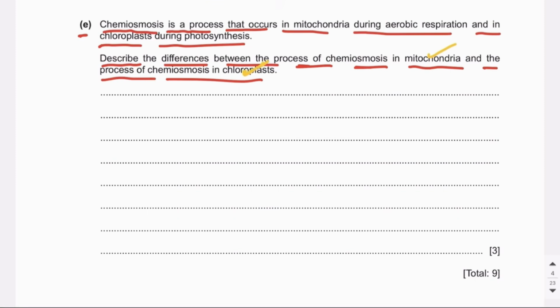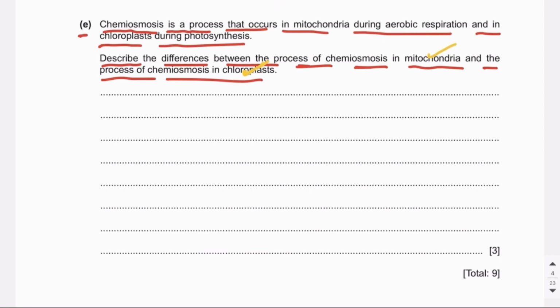And the other differences are that in the chemiosmosis in mitochondria, electrons and protons are provided by reduced NAD and reduced FAD, right? Whereas in chemiosmosis in chloroplast, hydrogens and electrons are provided by the water. Hydrogens and electrons are released by the photolysis of water, right?